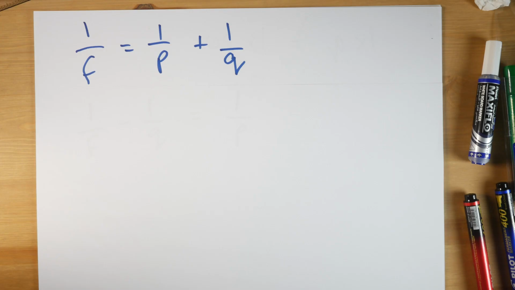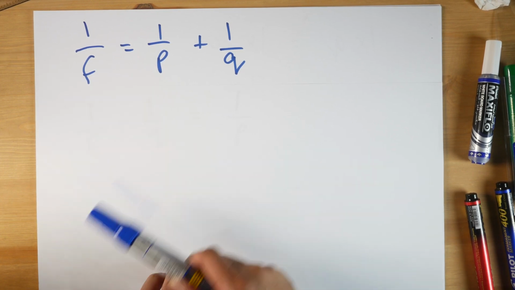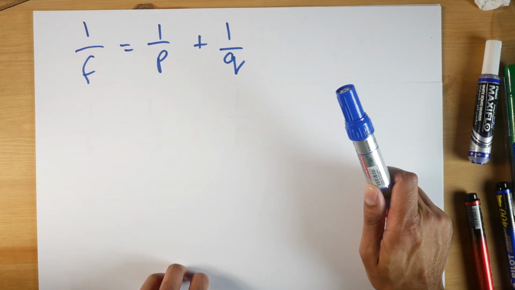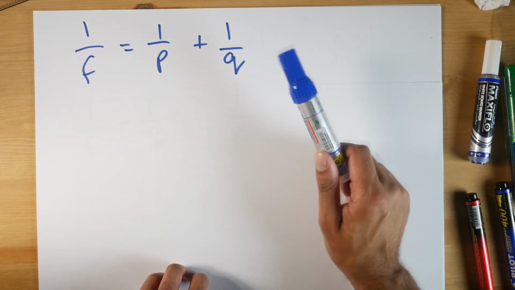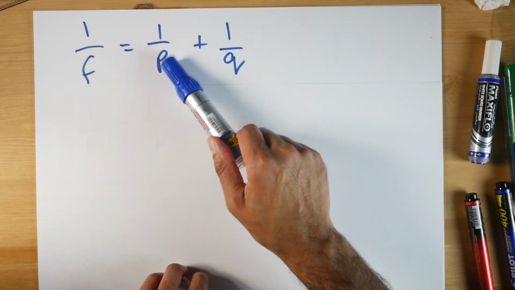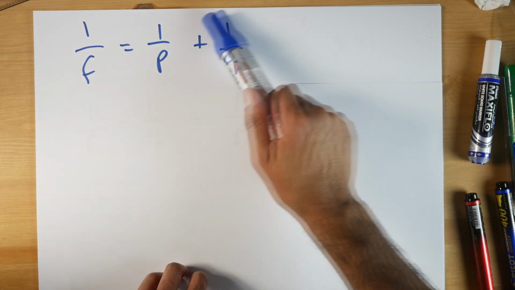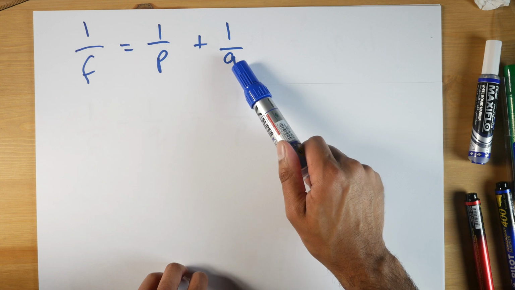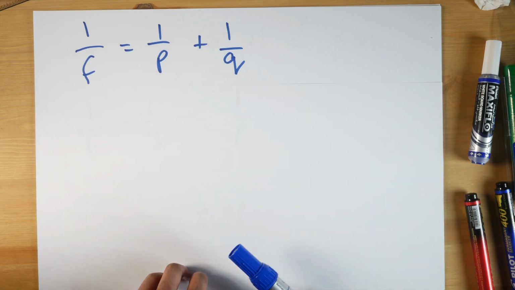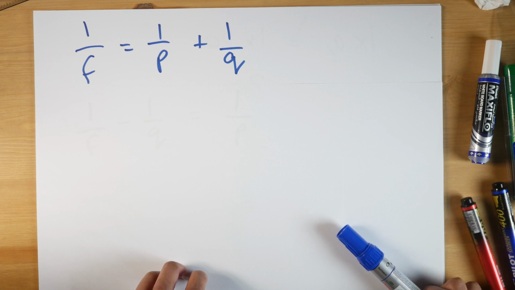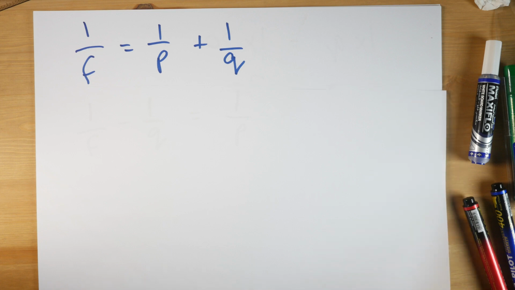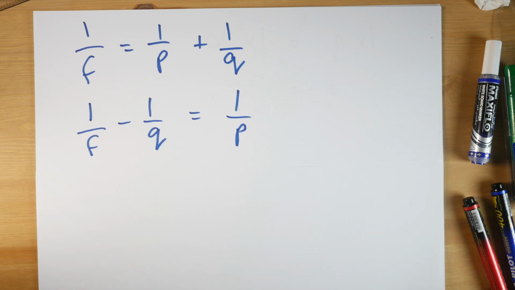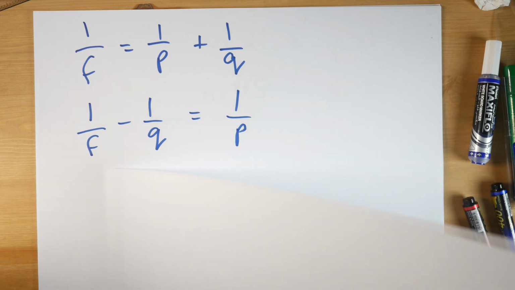Let's have a look. The first thing that we do is write out our formula, 1 over f, so this is the focal length, this is the object distance, and this is the image distance. 1 over f is equal to 1 over p plus 1 over q. Now we want the object distance on its own. So we take this 1 over q over to the other side, and it becomes minus 1 over q. So you're eventually left with the formula 1 over f minus 1 over q is equal to 1 over p, like this.